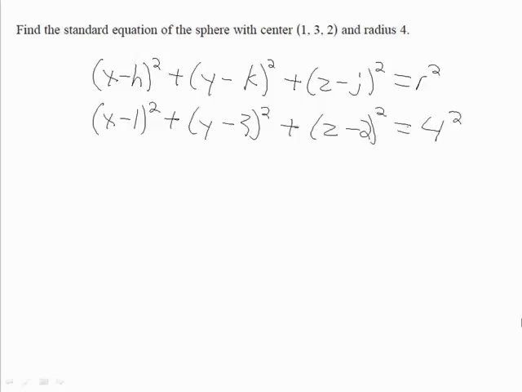The standard equation of the sphere is the quantity x minus 1 squared plus the quantity y minus 3 squared plus the quantity z minus 2 squared equals 4 squared.